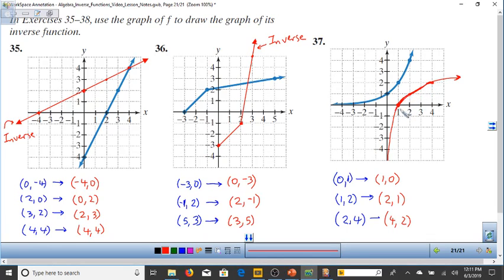Now, this concept is key for later topics such as logarithms and exponential functions, rational functions as well. So you might want to make sure you get a lot of good practice with this topic. This is a very, very important topic.